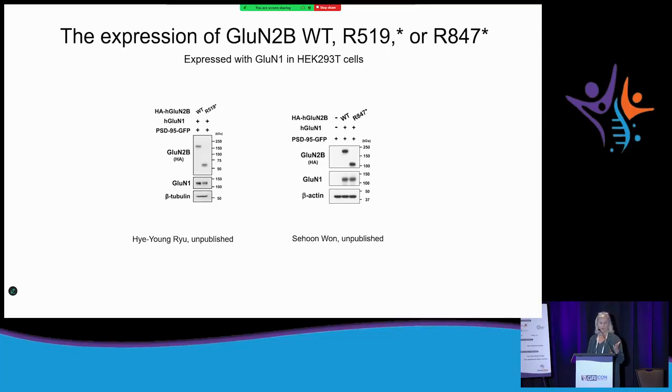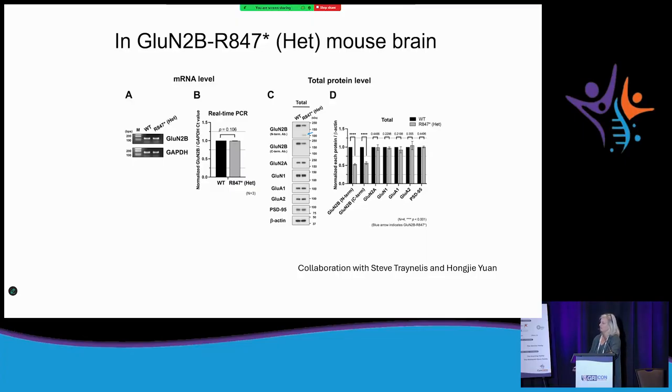So it expresses fine, these two truncated proteins, and there's nothing inherently destabilizing about those. But we made the mouse, I should say Steve's group made the mouse with 847. So we're now characterizing the het, which represents the patients. And in this case, on the left, they've been sending us brains, and they've been doing assays themselves. We do the expression protein work. And looking at the message, we see that there's no change. So this is consistent with there not being nonsense-mediated decay.